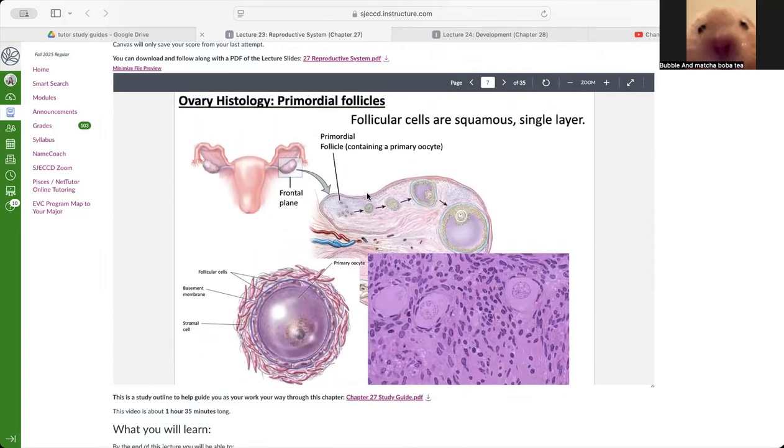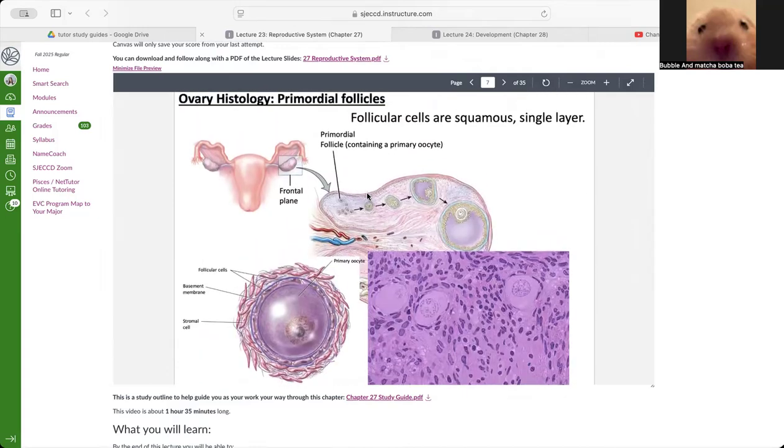And we have primordial follicles, which begin with primordial germ cells in the fetus, and they start to develop into cells called oogonia, which are diploid cells. So we say two copies of chromosomes that go through meiosis. So oogonia are stem cells that become oocytes. Oocytes are going to become a mature ovum or egg.